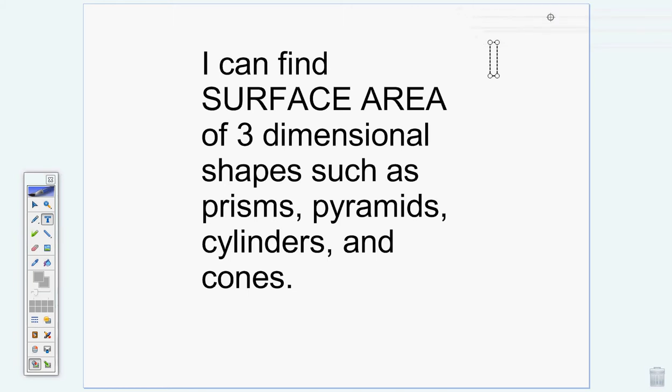Okay, we are underway here. I want a quick review over surface area here. I can find surface area of three-dimensional shapes such as prisms, pyramids, cylinders, and cones. So we're going to cover most of these over this quick video and just make sure we understand how to find the surface area of each of these different shapes. So one big review over it.